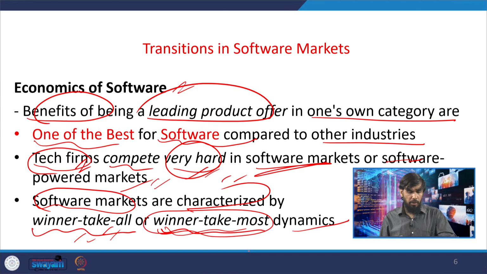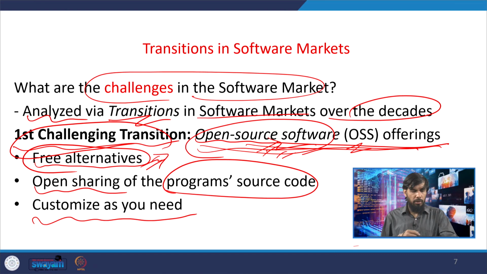We also talked about how, if you become a leader in the software industry, the stakes are very high, so there is very fierce competition. Everyone wants to be a leader in the software industry, so winner-take-all, winner-take-most kinds of dynamics are operating, and therefore if you happen to be a winner, then there is so much to be gained, right. So fierce competition. Then we talked about different transitions that happened.